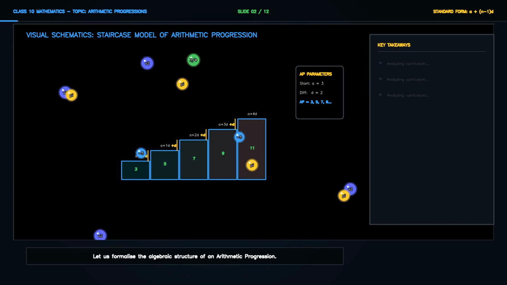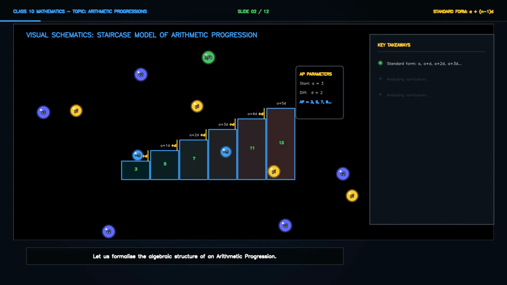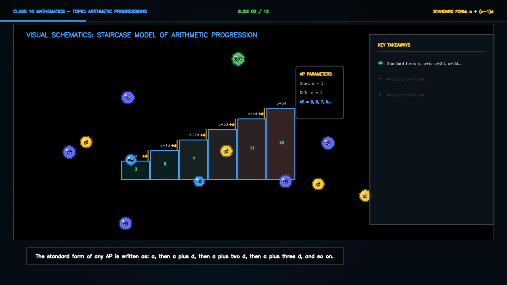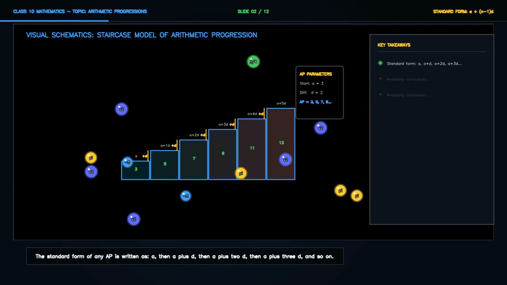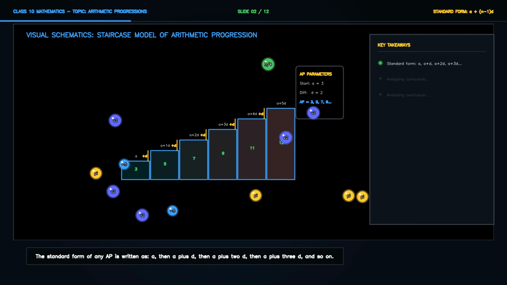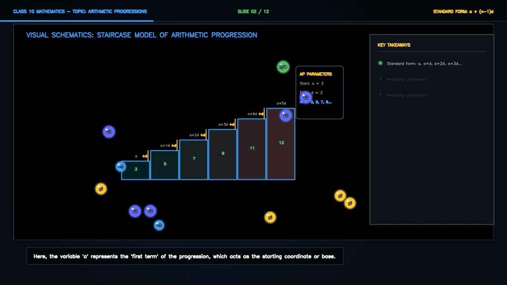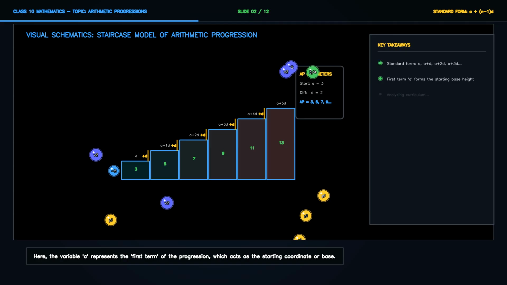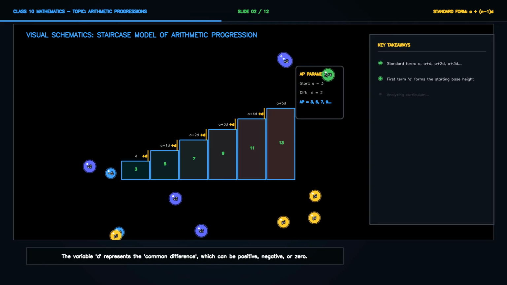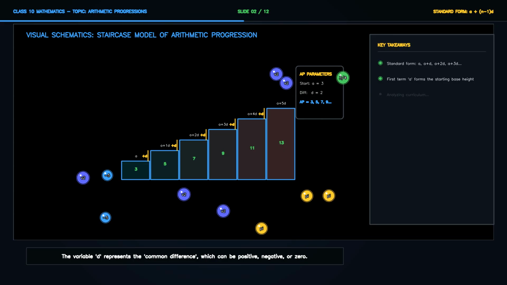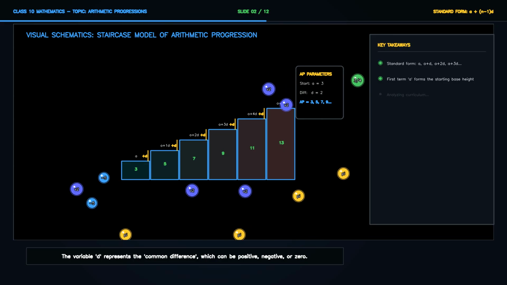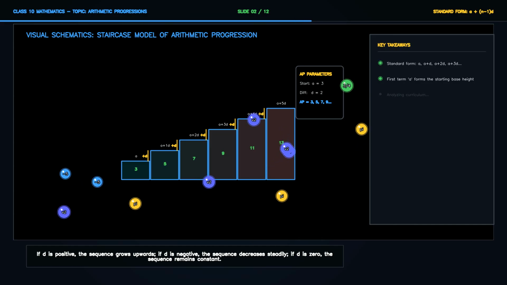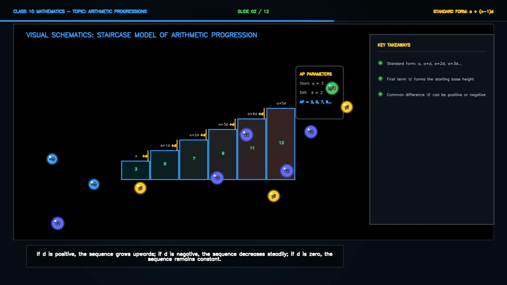Let us formalize the algebraic structure of an arithmetic progression. The standard form of any AP is written as a, then a plus d, then a plus 2d, then a plus 3d, and so on. Here, the variable a represents the first term of the progression, which acts as the starting coordinate or base. The variable d represents the common difference, which can be positive, negative, or zero. If d is positive, the sequence grows upwards. If d is negative, the sequence decreases steadily. If d is zero, the sequence remains constant.